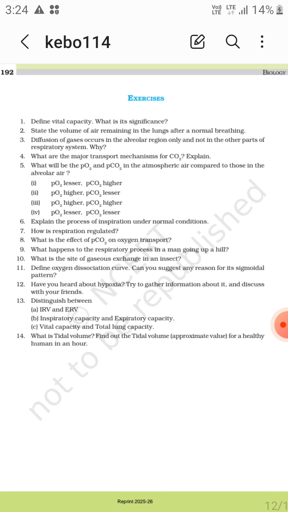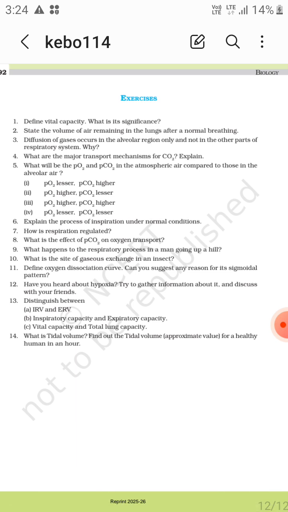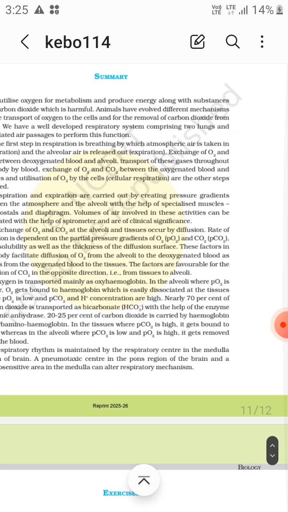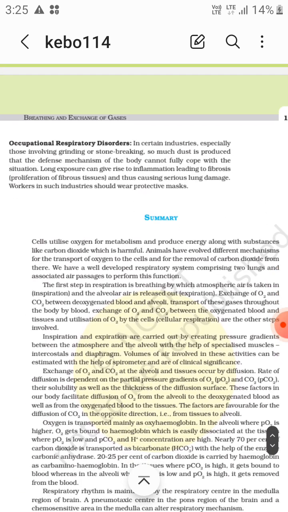What is tidal volume? Find out the tidal volume for a healthy human in an hour. For a healthy human it is around 6,000 I think. What is tidal volume? It is the normal breathing, that is expiration and inspiration. This is the tidal volume. It is around 500. Okay, so your chapter is done here, right?